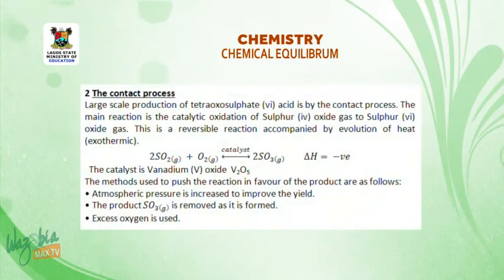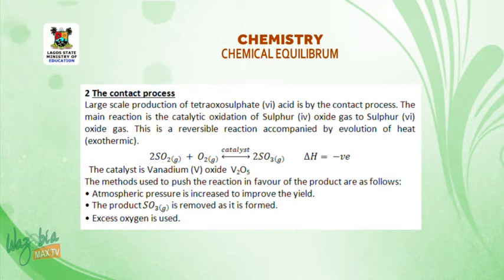Another industrial application of chemical equilibrium is found in the contact process, that is the large-scale production of tetraoxosulfate(VI) acid. The main reaction is the catalytic oxidation of sulfur(IV) oxide to sulfur(VI) oxide gas. This is a reversible reaction accompanied by evolution of heat. The catalyst is vanadium(V) oxide, that is V2O5.